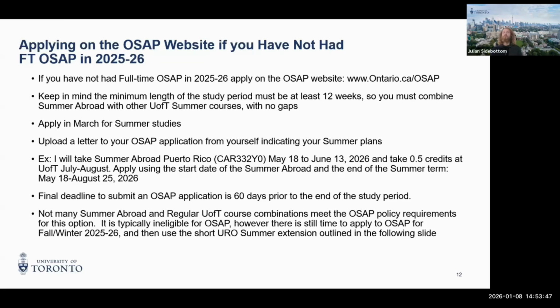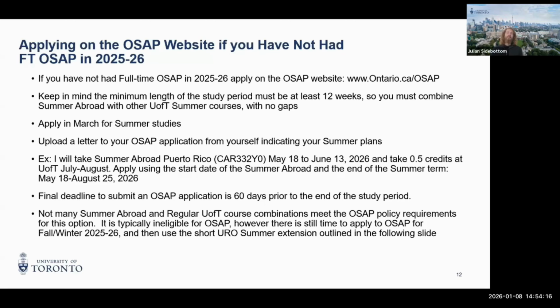As I mentioned before, the big caveat with this is the minimum length of a study period must be 12 weeks. So if this is your plan, you'd need to combine the summer abroad with regular U of T courses and not have any gaps within that. If you're able to find course combinations that work like that, then you can apply in March and then upload a letter from yourself onto your OSAP application indicating your summer plans.